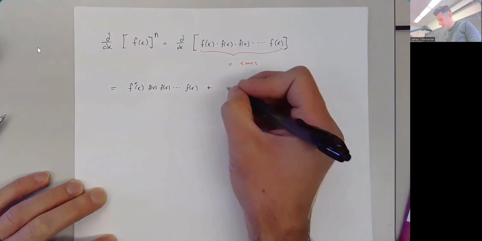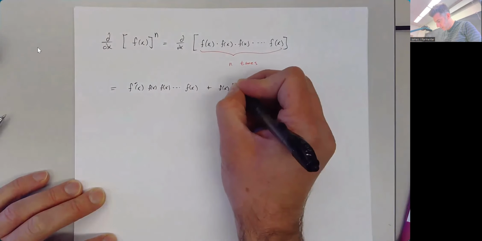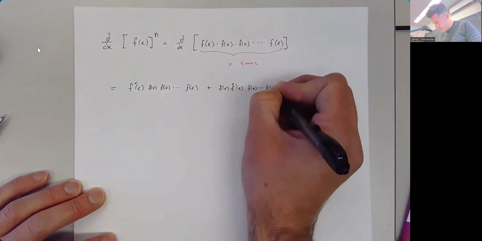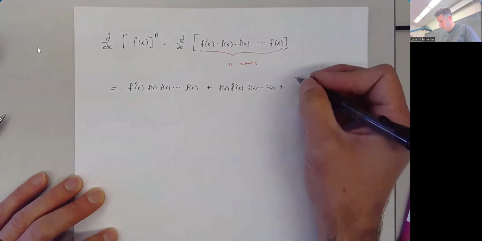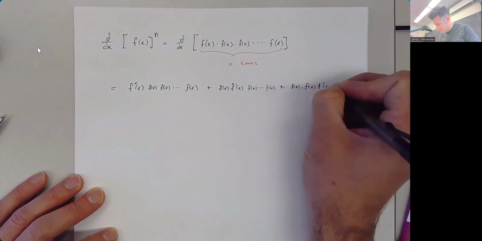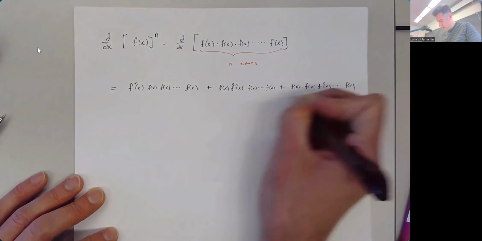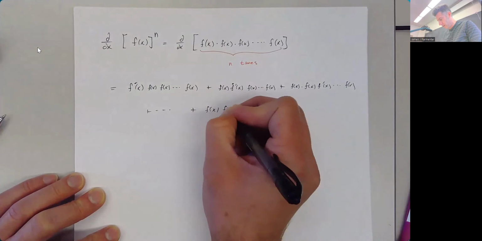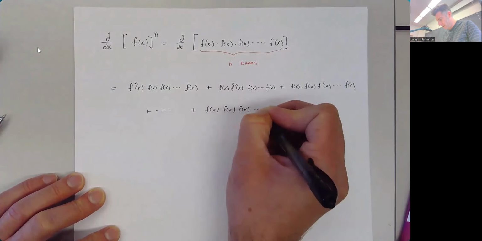Plus f of x times f prime of x times a bunch of other f's. Each time the f prime is just moving one over. Sorry, it's a little bit messy, I know. All the way until the very last term is all these f's multiplied together, and the very last one is an f prime.